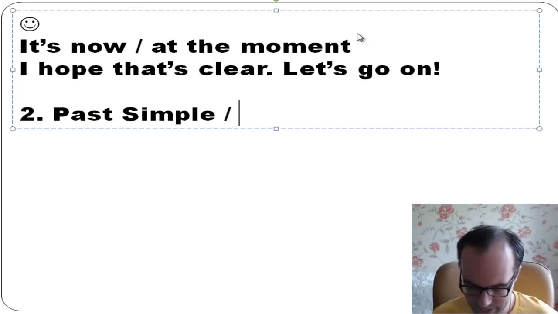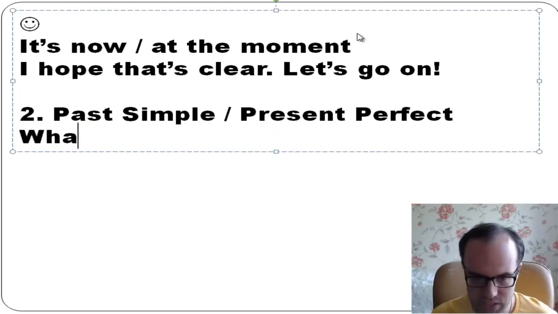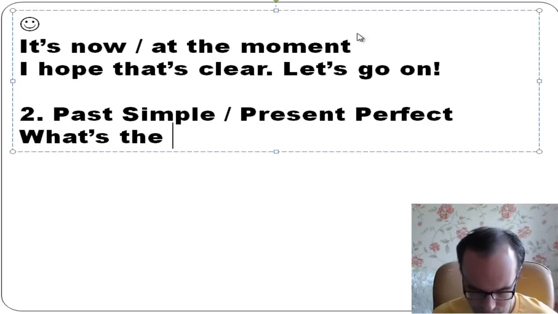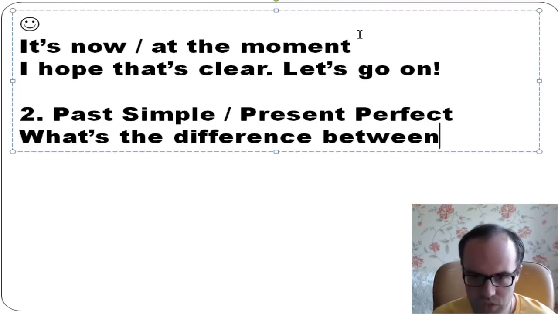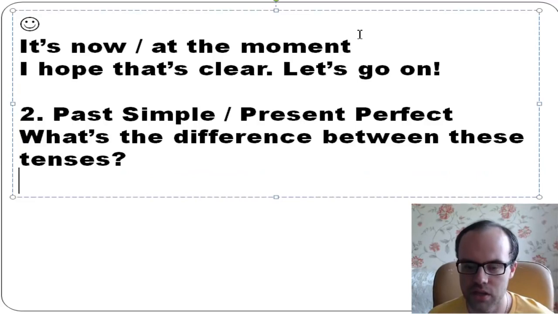Past simple and present perfect. What's the difference between these tenses? Who knows? What's the difference between these tenses?